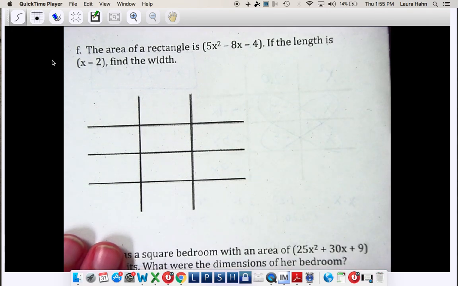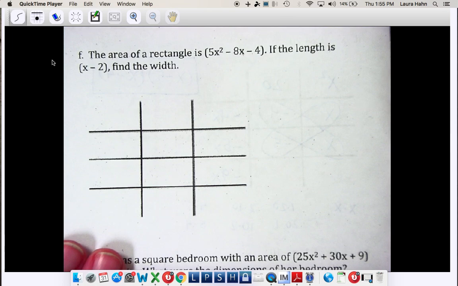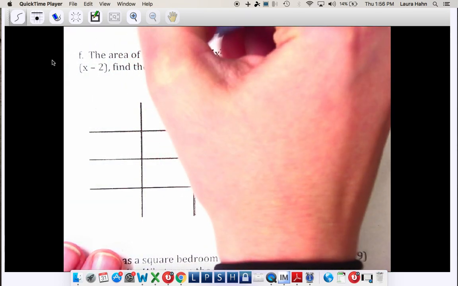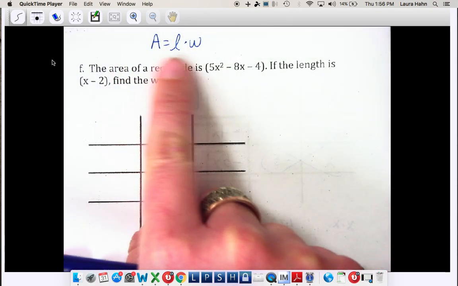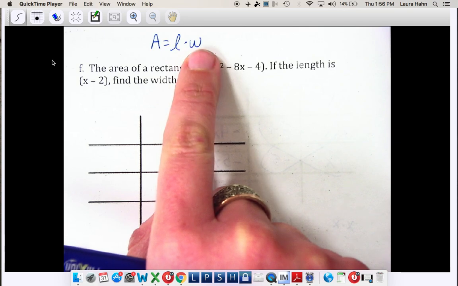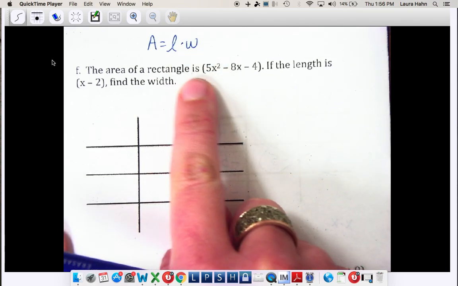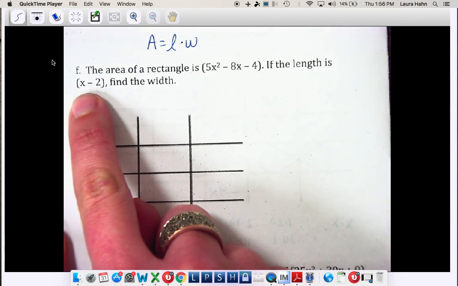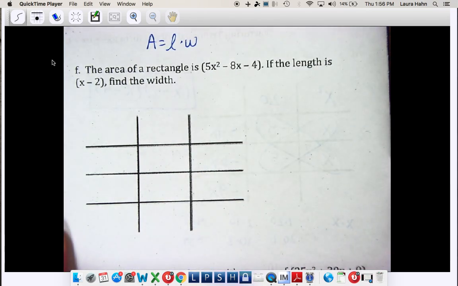This one's a little different. It tells me the area of a rectangle, and then it tells me what the length is. Find the width. Okay, so it told me area, and it told me the length, and I'm trying to figure out what is the width. Okay, well this is kind of opposite. It gave me my trinomial, and I'm trying to figure out what do I have to multiply this by to get to this trinomial. So it's actually kind of easier.